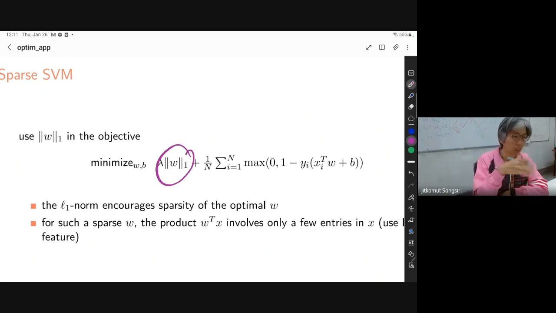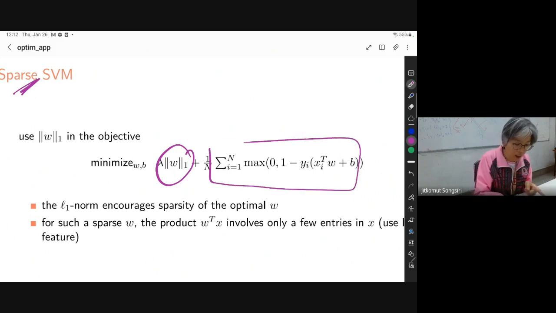The 1 norm has a property. What is the property of the 1 norm? If we minimize the 1 norm of something, what is the characteristic of the solution? Yes. If the 1 norm of a vector is small, W will have a lot of zeros. A vector that has a lot of zeros is called sparse. Okay, this is not hard.